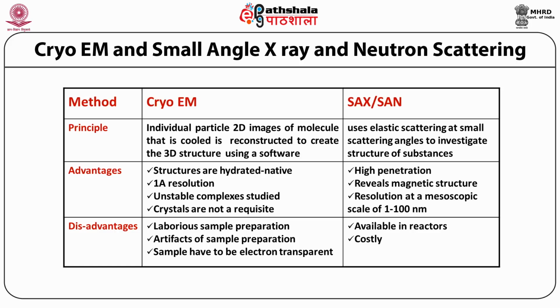Now, coming to SAXS and SANS. The principle is that it uses elastic scattering at small scattering angles to investigate structures of substances. The advantage is that it has high penetration, reveals magnetic structure, and has resolution at the mesoscopic scale of 1 to 100 nanometers. But the limitations are that it is available only in reactors and is extremely costly.